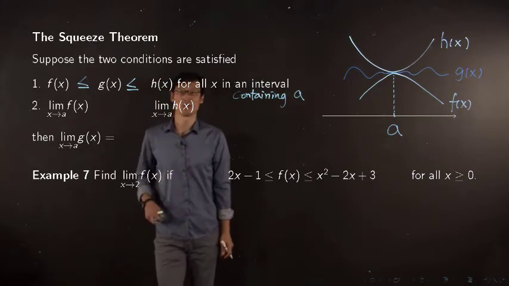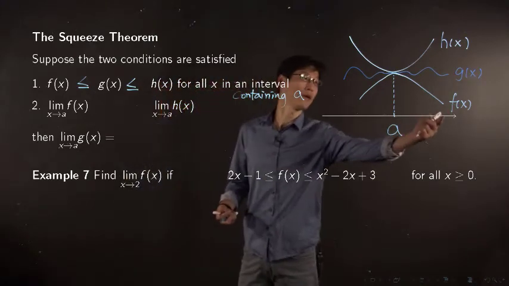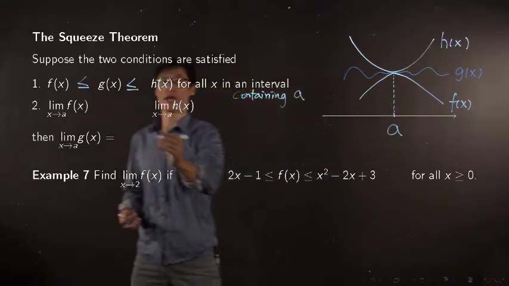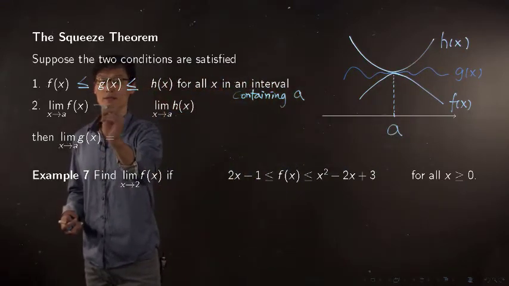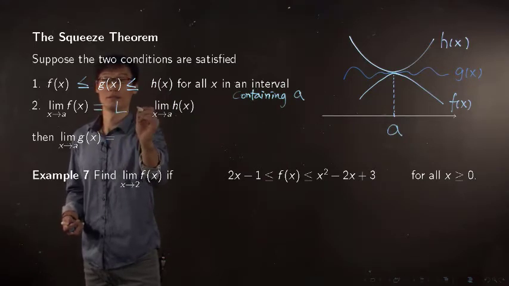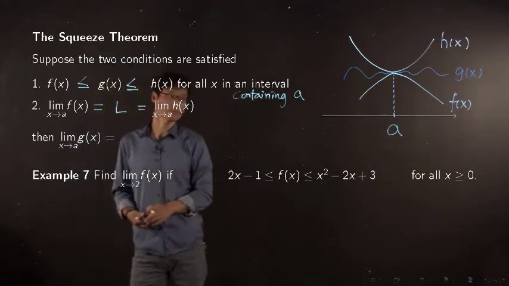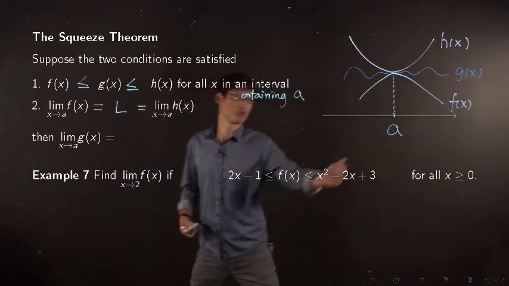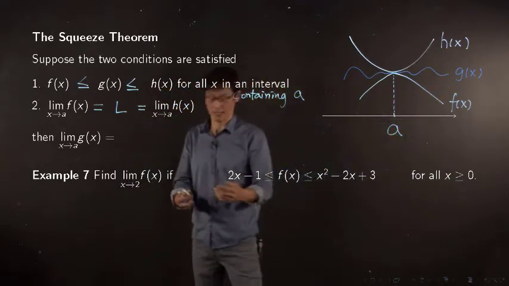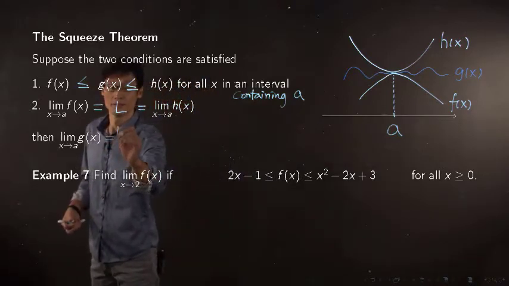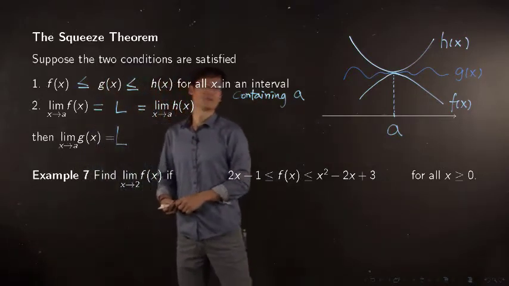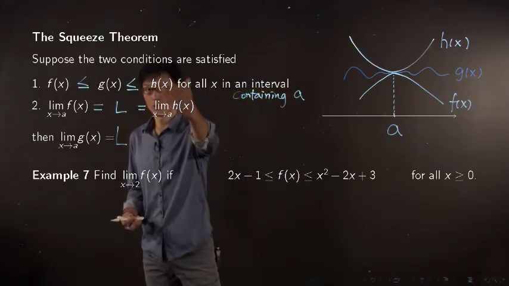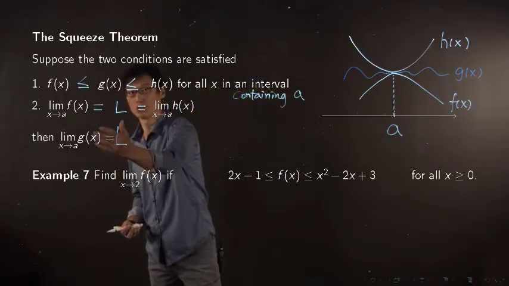And one more condition is when you take the limit of f and h, the limit is exactly some number L. Then you can tell the limit of g is nothing but L as well. So whenever we have these two conditions, we can find the limit of g.